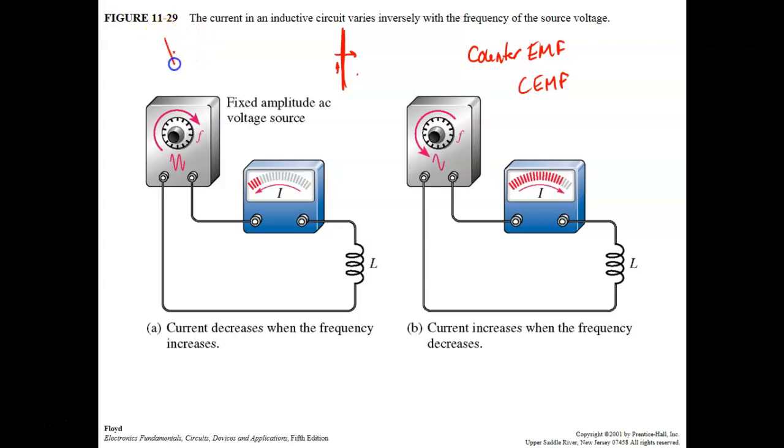The opposition in a capacitor is 1 over 2 pi FC. So what would you think the formula for X of L would be?